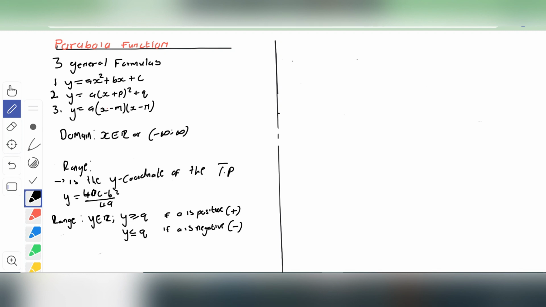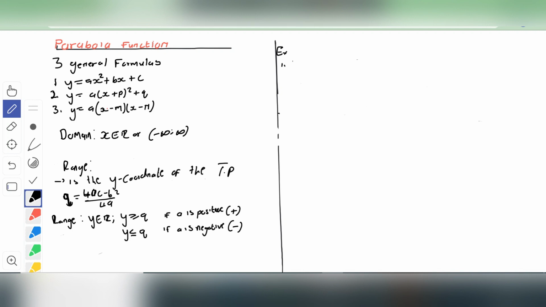Like I said, range is the y coordinate of the turning point, right? What is this q? Okay, guys, I was supposed to write q here. Sorry for that. You can use y or q, it's fine, but let's use q so that you can see that it's the y coordinate of the turning point. Let's do an example so that you can understand.